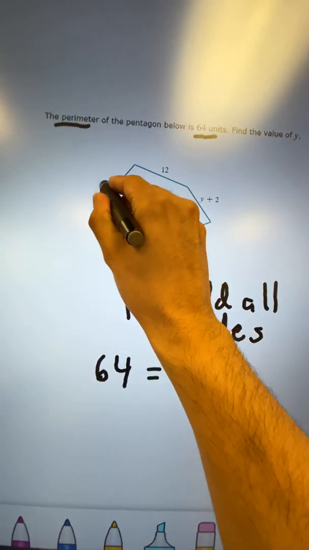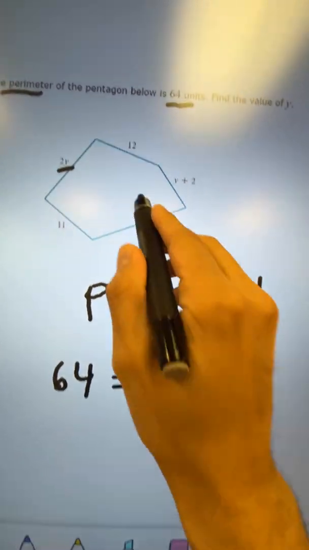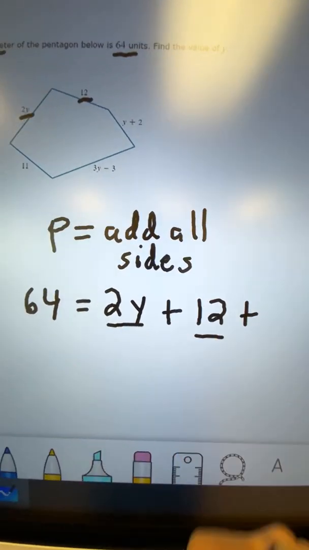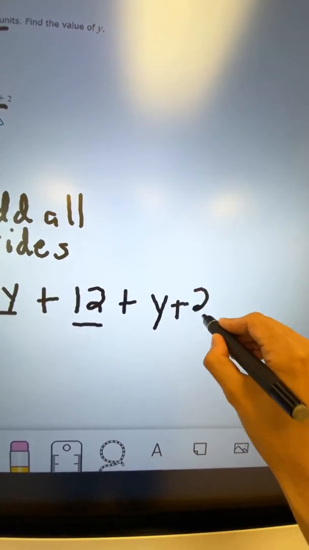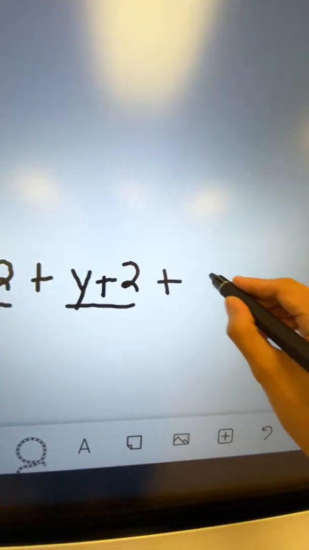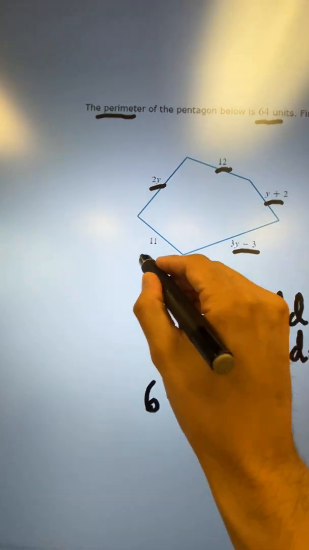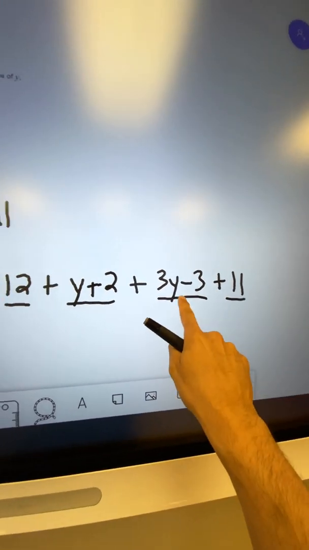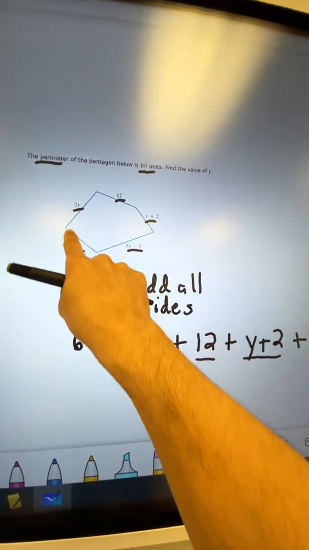And now basically all the side lengths. So I'm going to start with this one here, the 2y. I'm just going to underline it so I know that's one of my sides. Plus, my other one is 12. Plus, so again, I have 2 sides so far. Y plus 2 is another one. Y plus 2. Plus, my other one is 3y minus 3. And then the last side is 11. So plus 11. So you have to add all the side lengths. So 1, 2, 3, 4, 5 sides. Now notice when you have 5 sides, you've got to be very organized, be careful, keep track of them.